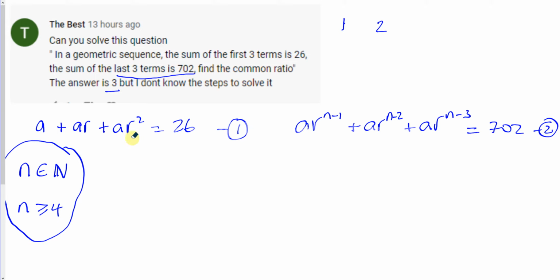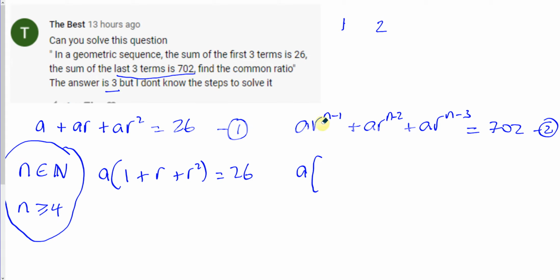So what I'm going to do is manipulate these algebraically and then try to solve. For this one, I'll take out a as a common factor. So I have (1 plus r squared) times a equals 26. Now for this one, I'll take a as a common factor, and that will leave me with r to the power of n minus 1.